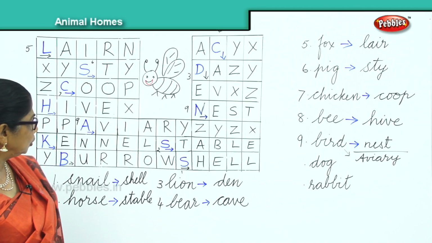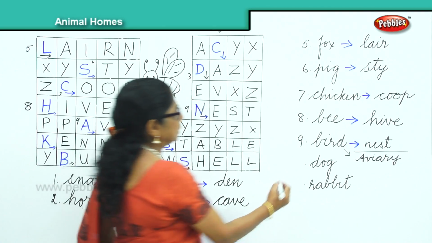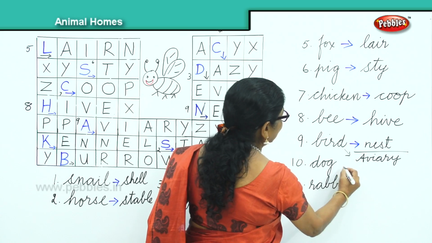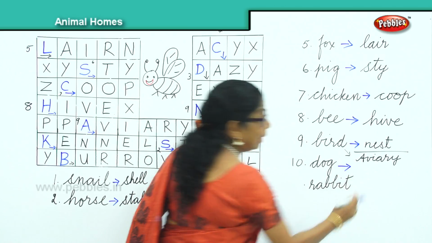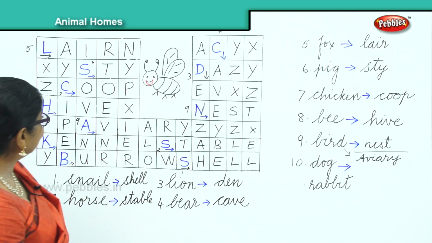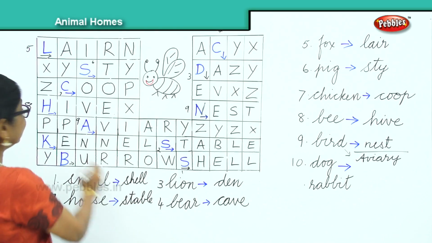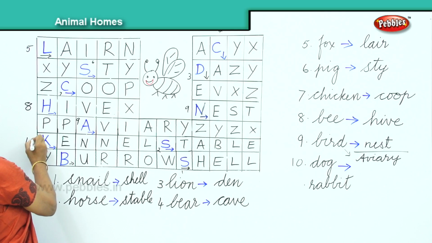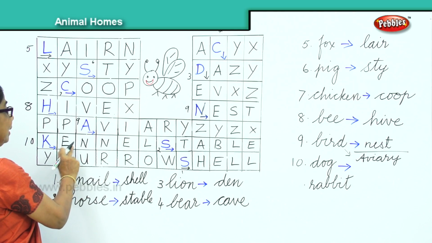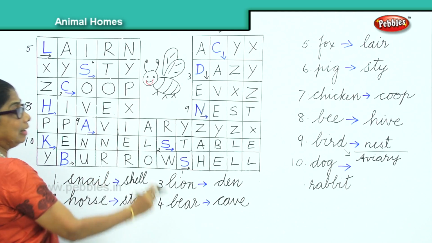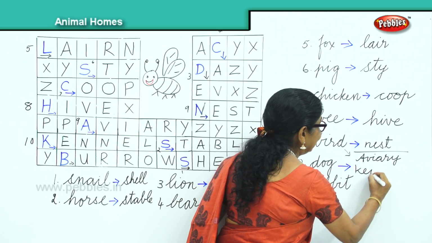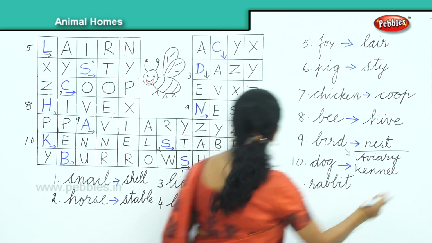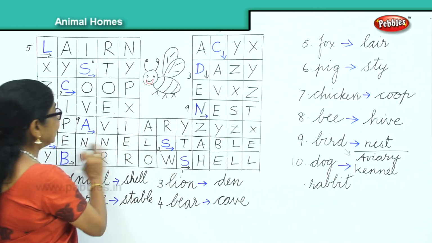Now dog, what about the dog? We have here number 10. A dog. Where do we keep our dog? We put them in a kennel. Very good. Let's find kennel. Where is kennel? Here. Number 10. K-E-N-N-E-L. So we have kennel. The dogs are kept in a kennel.